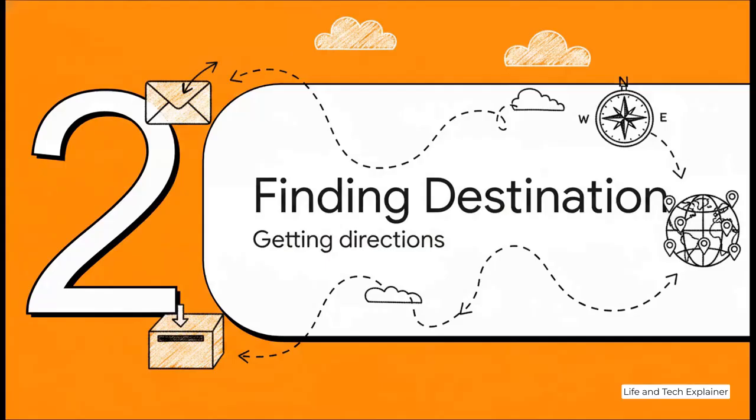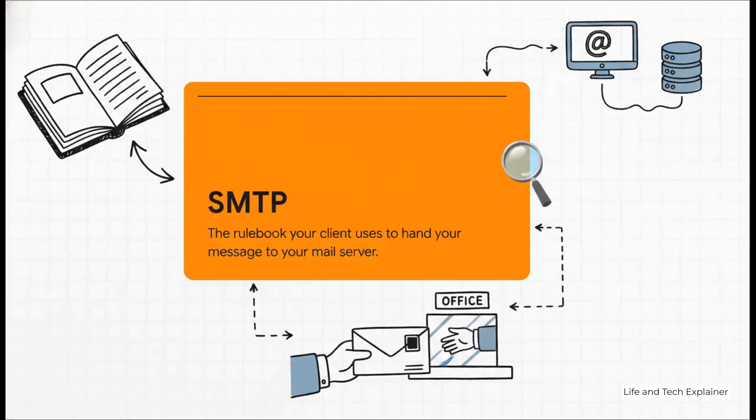Moving right along to Section 2, finding the destination, leaving the outbox and getting directions. Let's see how this builds when your newly created email tries to figure out exactly where on earth it needs to go. So the crucial thing here is that to get moving, your email client uses a universal language called SMTP, or Simple Mail Transfer Protocol. Think of this as the strict rulebook used to hand off your message to your local outbound server. It's exactly like handing a physical envelope to the clerk at your local post office.